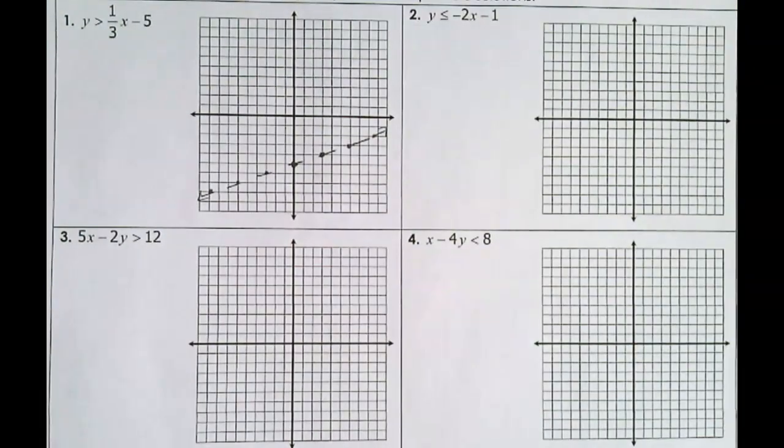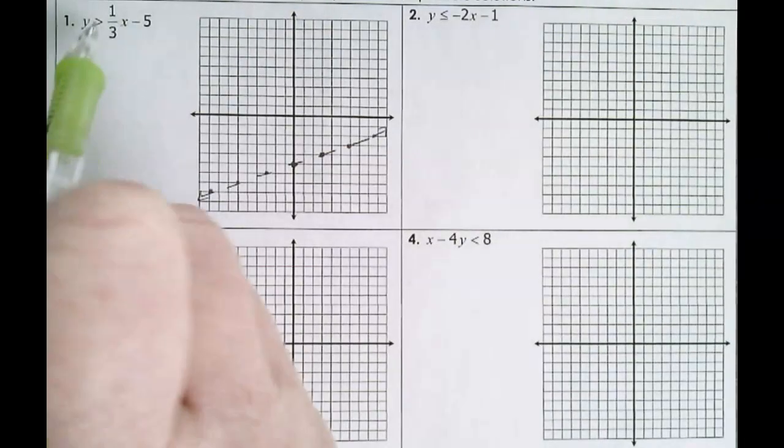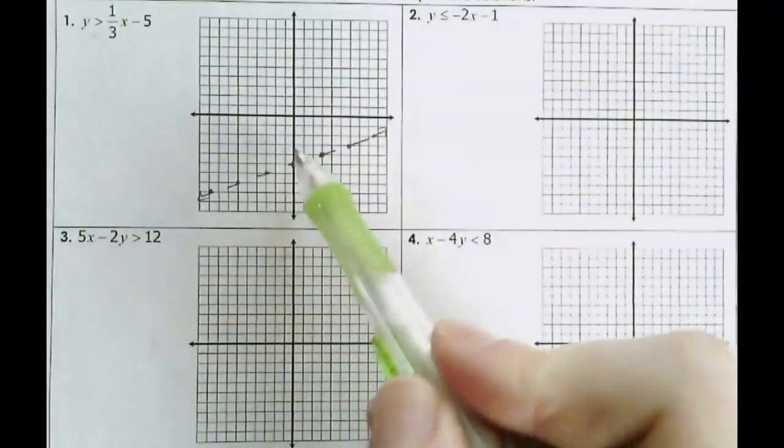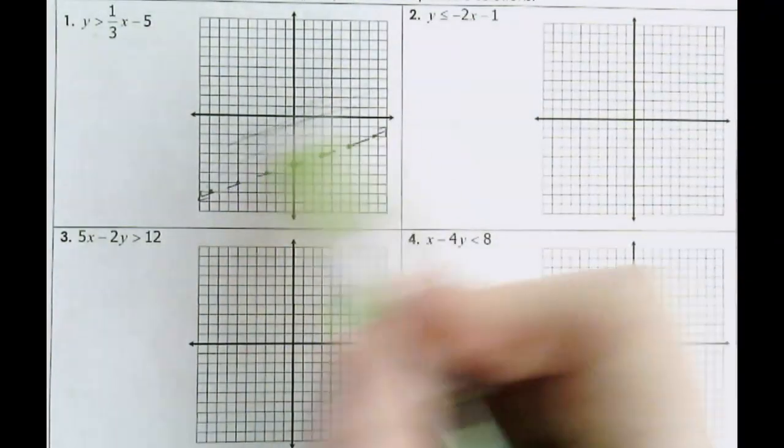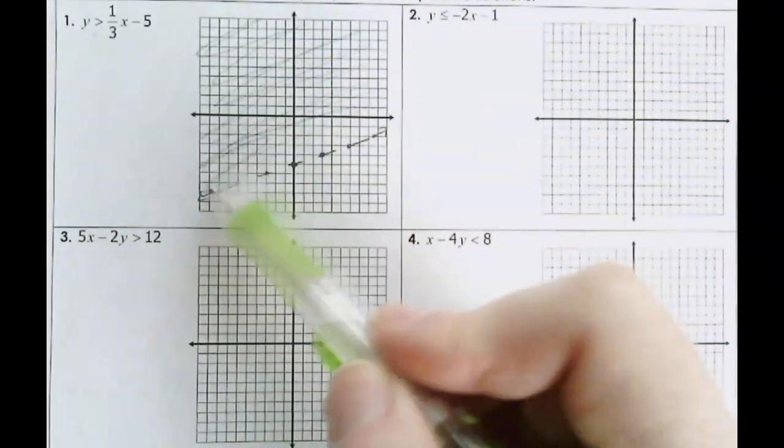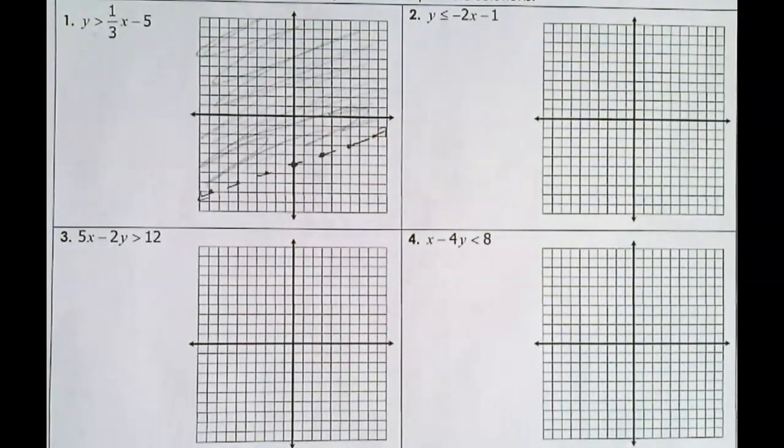Remember, our line should have arrows indicating it goes on forever. Then I need to determine, am I going to be above or below this line? Are all of my solutions greater than or less than? I look there and it says greater than. So because this is greater than, I'm going to shade. You don't need to shade very dark. All of my solutions are above this line.